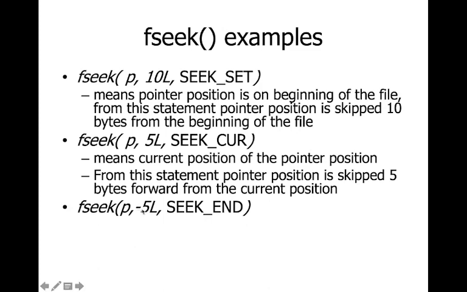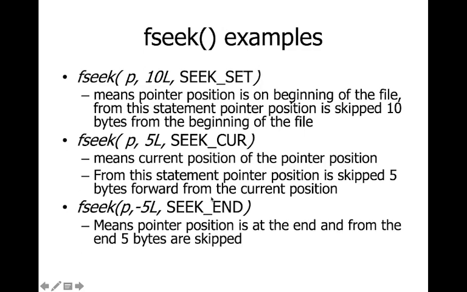Then with fseek we can have negative numbers also: fseek(p, -5L, SEEK_END). SEEK_END means the current position is at the end of the file. Now with minus 5, from the last position we have to skip back 5 bytes. So the pointer position is at the end, and from the end 5 bytes are to be skipped.